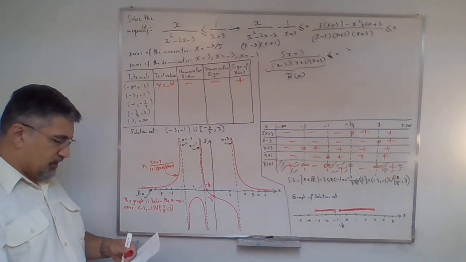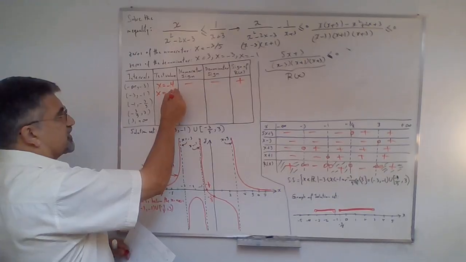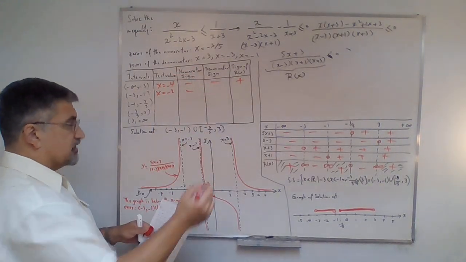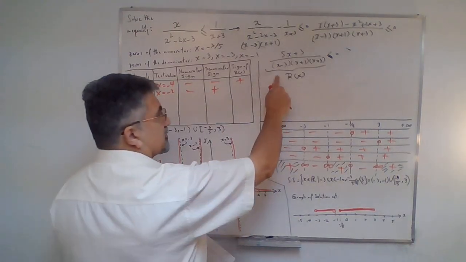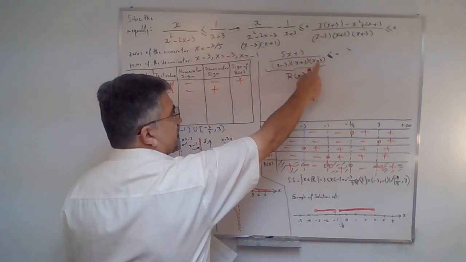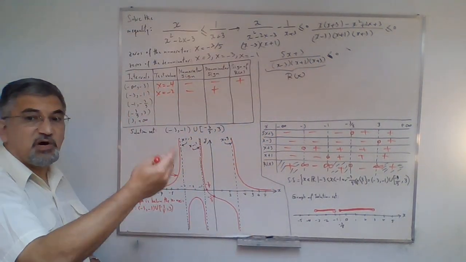Now, another test value between -3 and -1, I select -2, for example, and I plug it in the numerator, I get a negative answer. Plug it in the denominator, it will be positive, because think about it. If you plug in -2 here, that would be negative. This would be negative, but that would be positive. So negative times negative is positive. So that's why we say the denominator will have a positive sign.